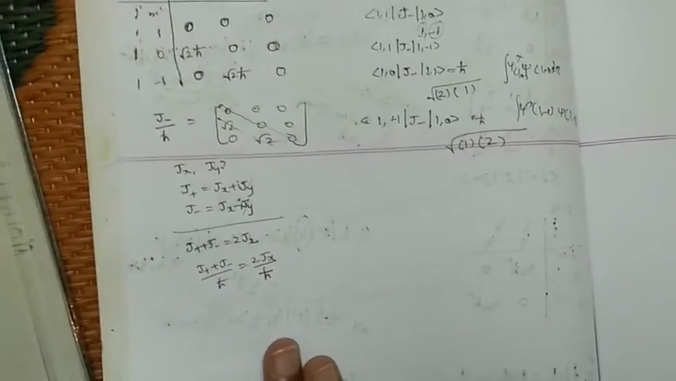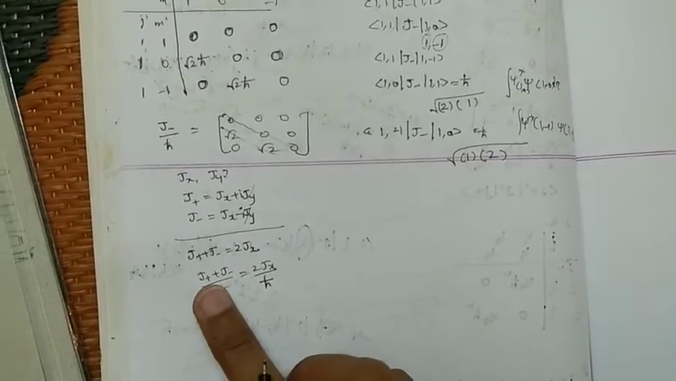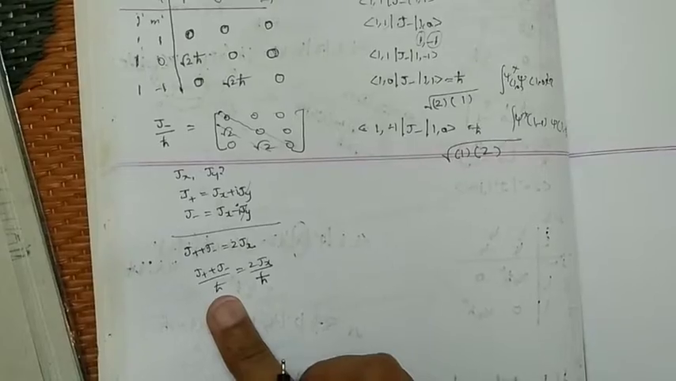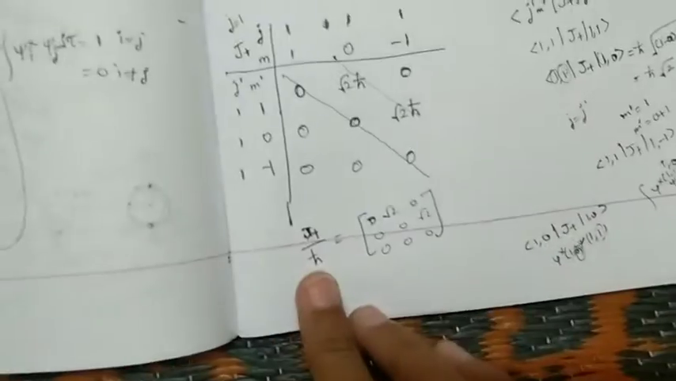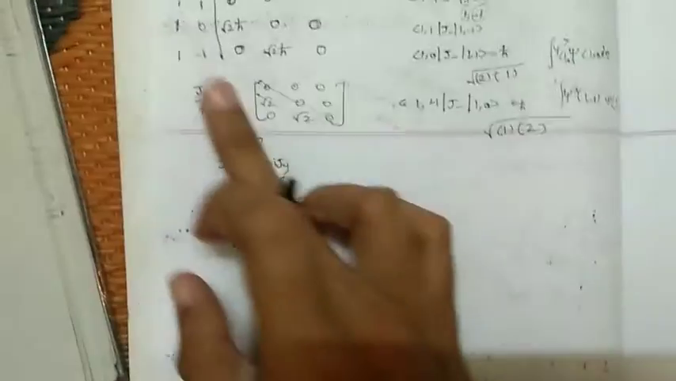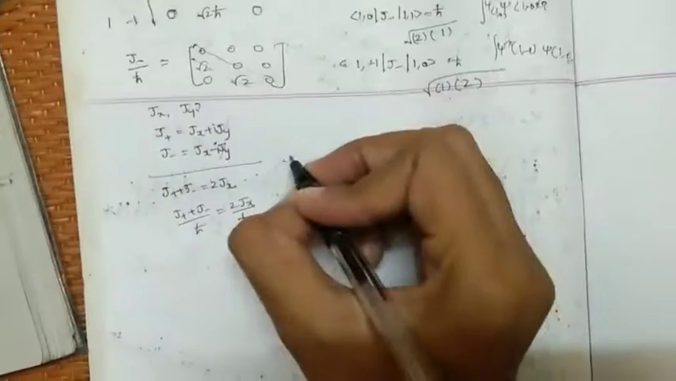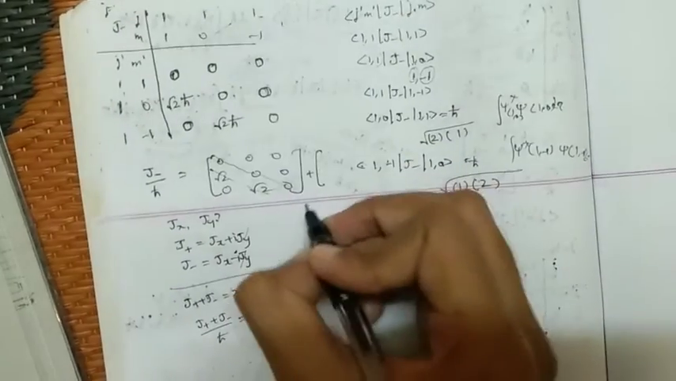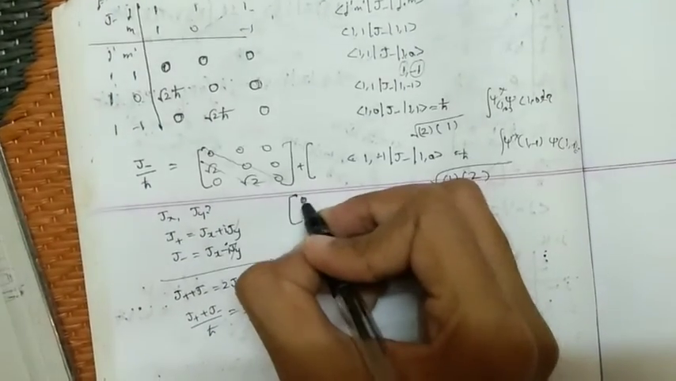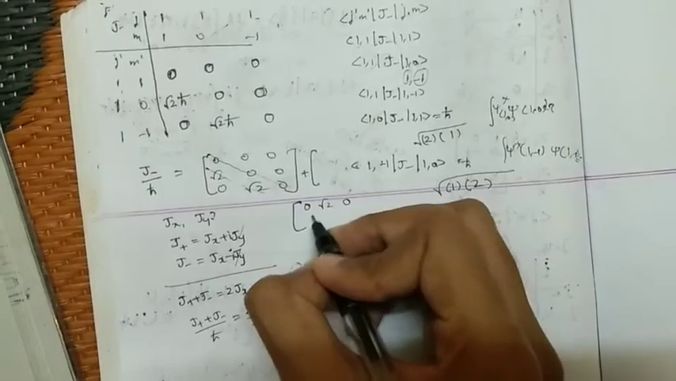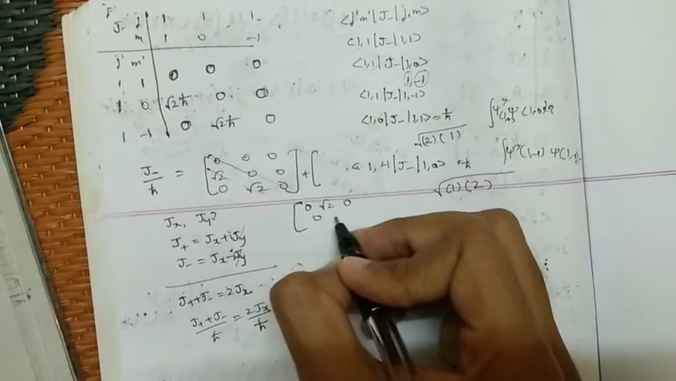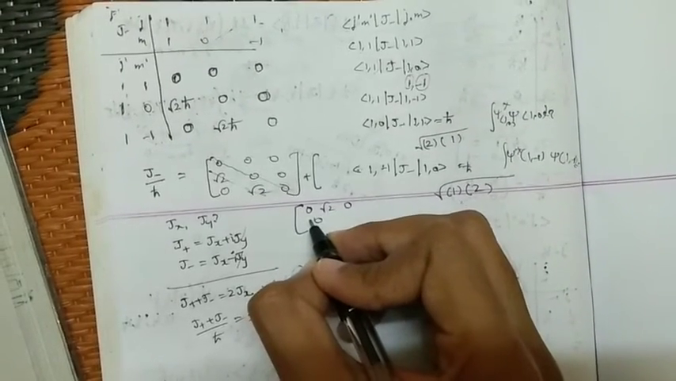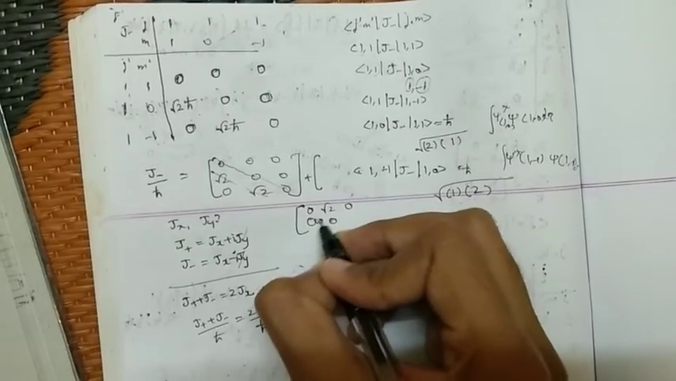Now what we have to do is add J plus and J minus. We have already got J plus by h cut and J minus by h cut. On adding them, what we would get is: this is J minus by h cut, and J plus by h cut has the upper diagonal terms present. So root 2, here 0, here also 0.